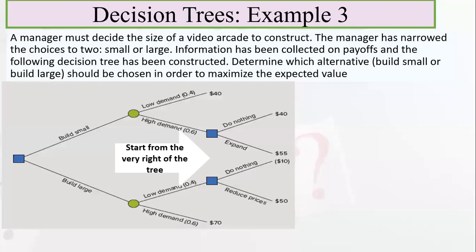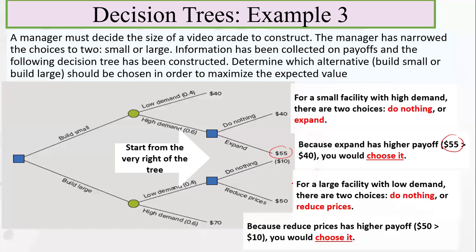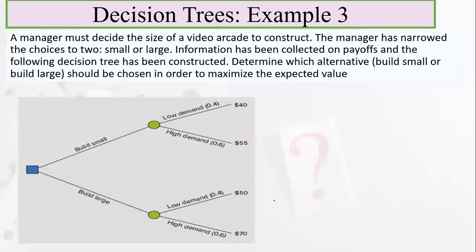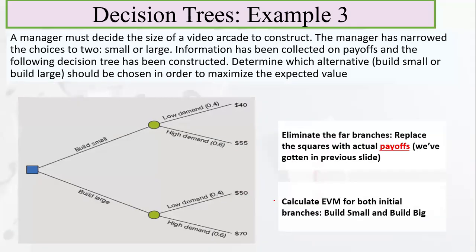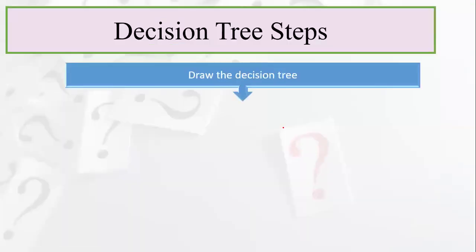So if you're looking at here, right? So higher profit is 55. So you will take 55. So here the higher profit is 50. So you'll take the 50 and then evaluate. So that means you multiply this one with that, this one with that, add them together. That is the total monetary value of both of them put together. See here, 49 and 62. So building big is better than building small. Is it clearly understood to you?